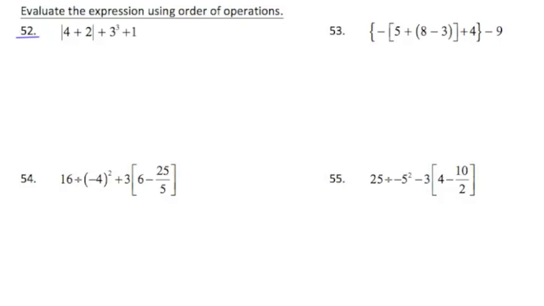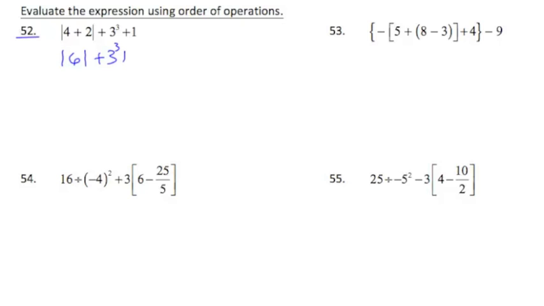In 52, I want to follow the order of operations to evaluate this expression. And so the very first thing we do when we're doing the order of operations is we start with parentheses or absolute value. And I do have some absolute value here. So I want to first add that 4 plus 2 inside the absolute value. So I'm going to keep my absolute value bars. 4 plus 2 is 6.